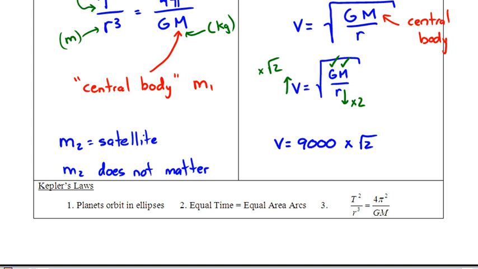This last one, number 3, this is nothing more than F net equals ma. Just rearranged. Okay, we call it Kepler's 3rd law. And it's the mass of the central body that's in there, not the mass of the satellite. And that's the end of our second review.